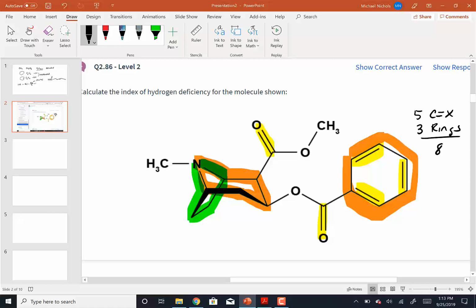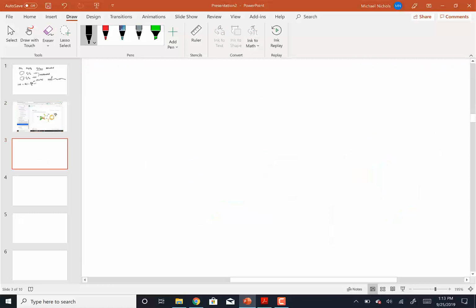What else? Can we do an example of a problem with naming organic compounds with multiple functional groups? Sure. What functional groups would you like?